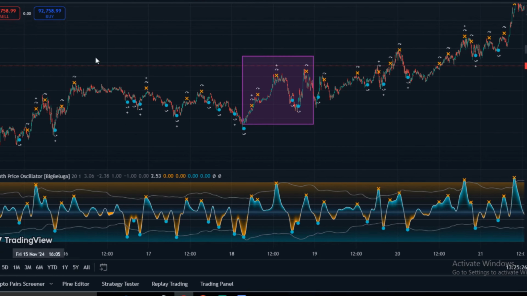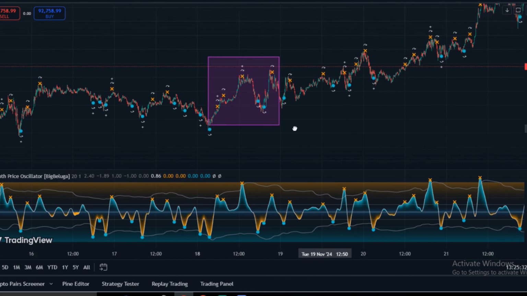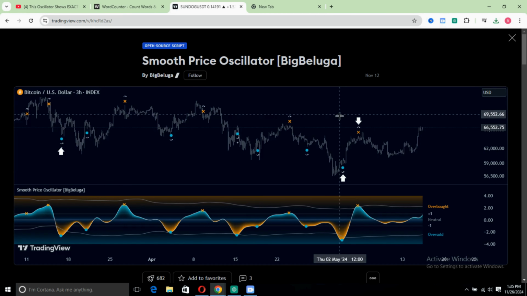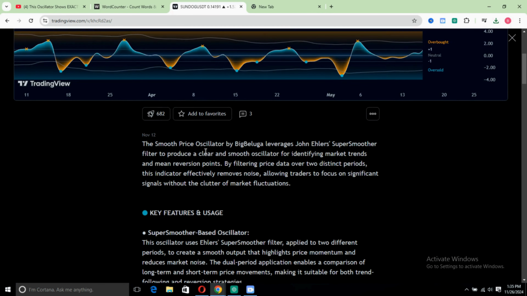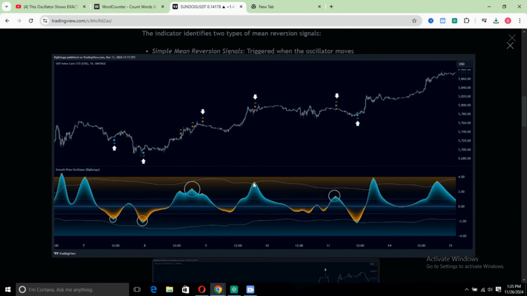Curious to learn more? Stick around as we unveil how this tool works and how you can use it to boost your win rate. What is the Smooth Price Oscillator? Created by TradingView user Big Beluga, the Smooth Price Oscillator combines John Ehlers' Super Smoother filter to refine signals for trend reversals, momentum shifts, and mean reversion opportunities. It's perfect for traders looking for clarity in complex markets.